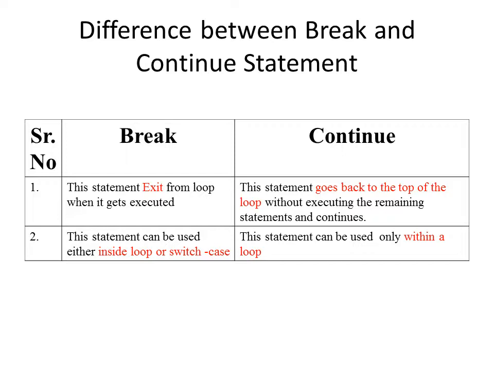As we know, first of all, the break statement exits from the loop when it gets executed. Whenever the condition is true, with the help of a break statement, the execution is stopped. But with the continue statement, the control transfers to the top of the loop without executing the remaining statements, and hence it continues with the next iteration.